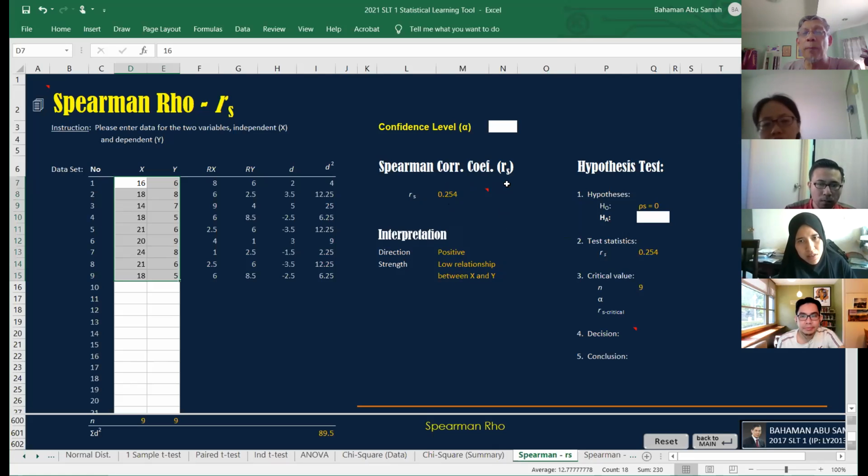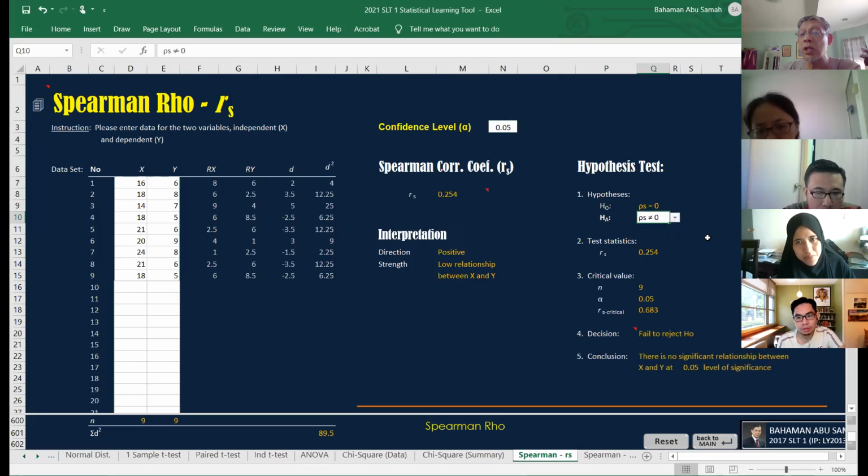And then when we test for the hypothesis, we set the alpha here, 0.05, and then we select the alternative hypothesis. We are testing for two-tail, so we take the option for two-tail, rho S not equal to 0, and the test statistic is 0.254 because we just present the value for RS, and then the critical value at n equal 9 and alpha 0.05, the R critical is 0.683. We did the same thing for manual calculation, remember?